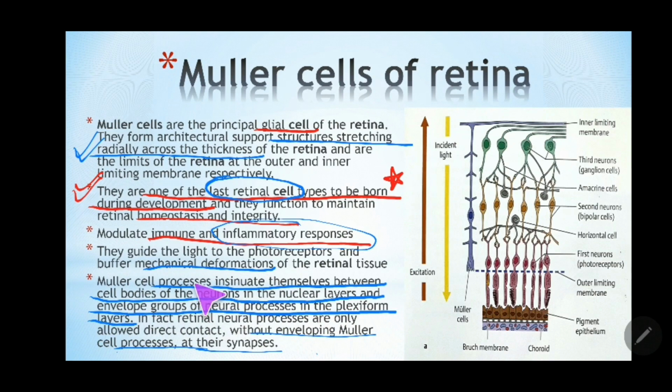Then you have insulation, because of which the impulses should only travel along the neuronal process, to wrap it up for the transmission of impulses. So these are the major 4 functions you should remember of the Muller cells. Okay.